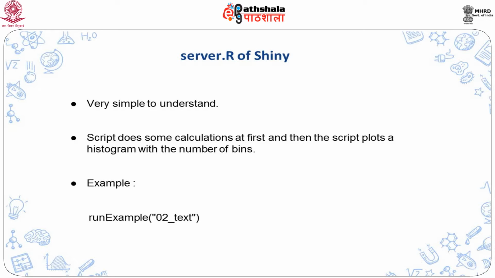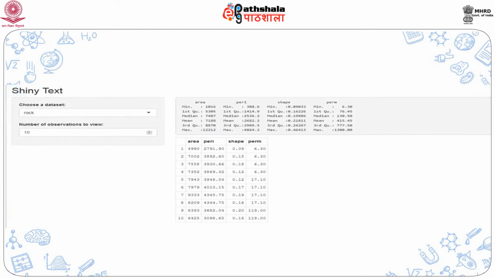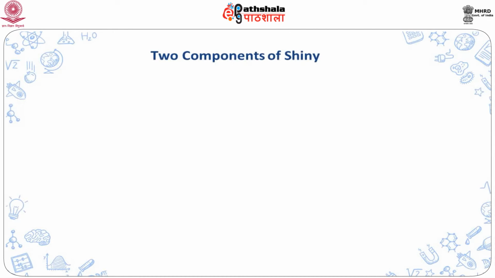So here take another example. We are taking the second example, runExample 02 text. How does the output look? It looks like this, where again, like in the case of the plot, we can choose a dataset, rock, and then we can choose the number of observations to view, it's 10, and likewise we are having these many outputs. If you want to change that, you can always do so, and you can always have different kinds of output. So here are two components of Shiny.